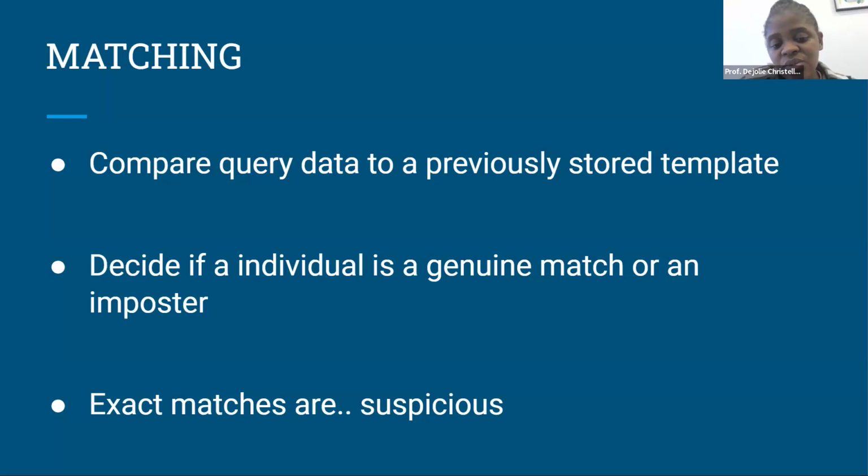Decide if an individual is a genuine match or an imposter. Do you understand this? Does someone have a question? What does that mean? Decide if an individual is a genuine match or an imposter. I think I just explained it, but I just want you guys to tell me what it is. Give me an example, Fred or Alicia.